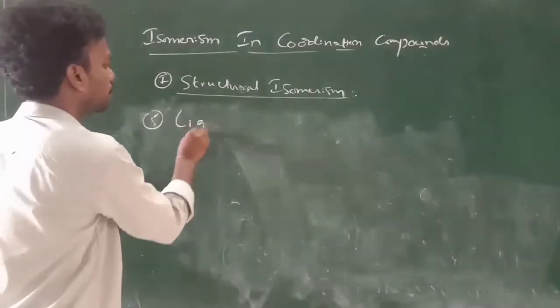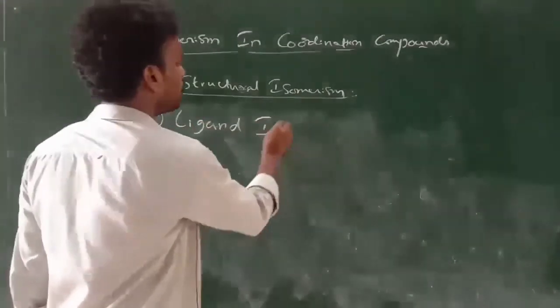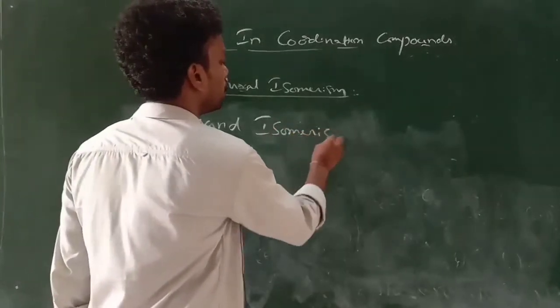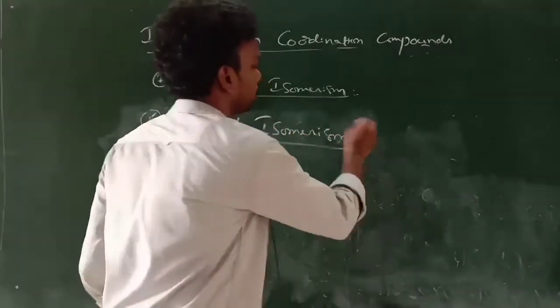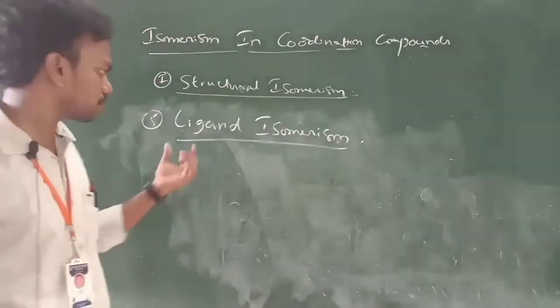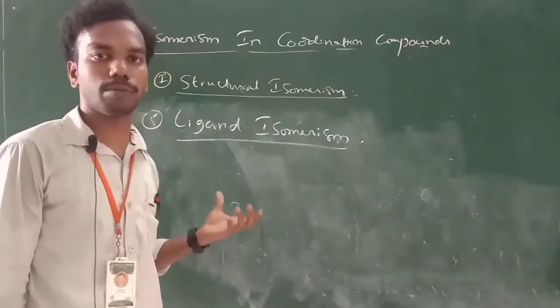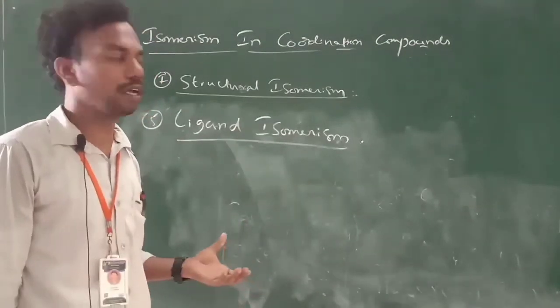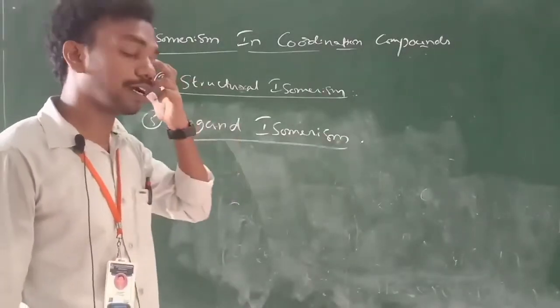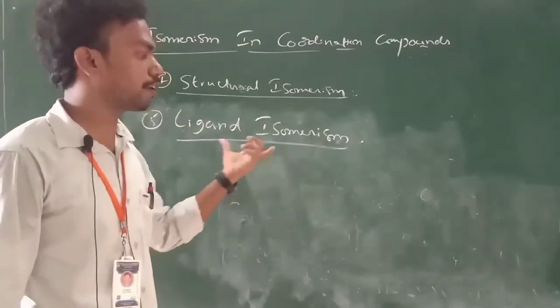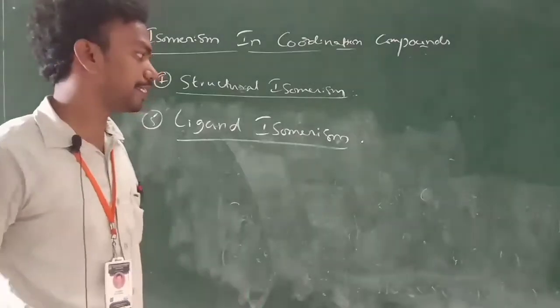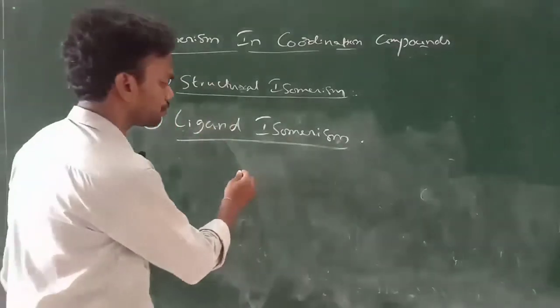And the next is ligand isomerism. So when isomeric ligands are associated with the complexes, those isomers are called ligand isomers and the phenomenon is called ligand isomerism. Let us take an example.